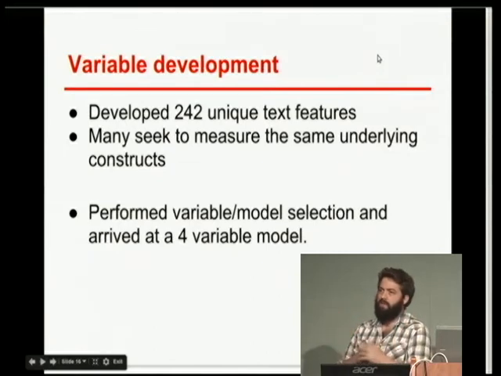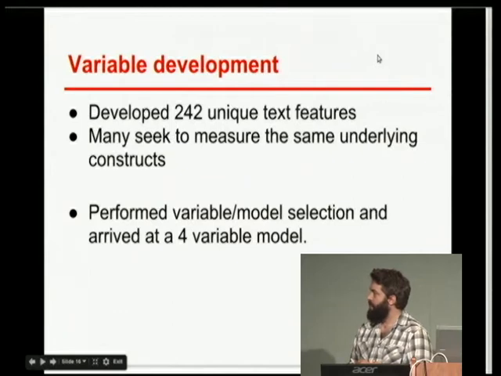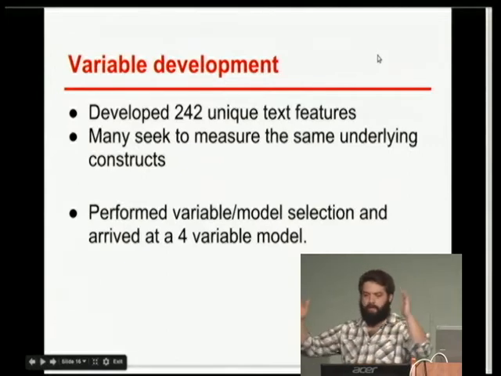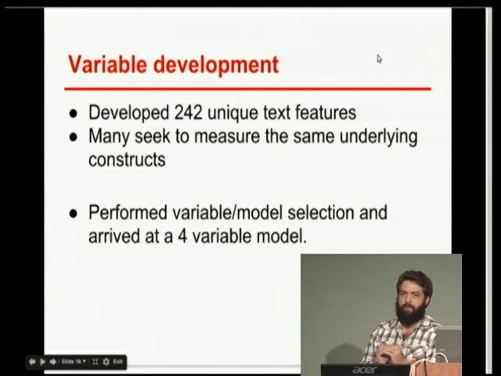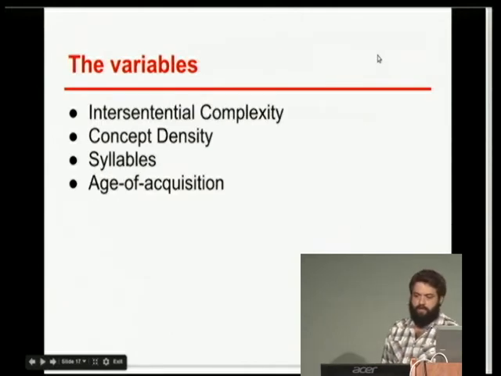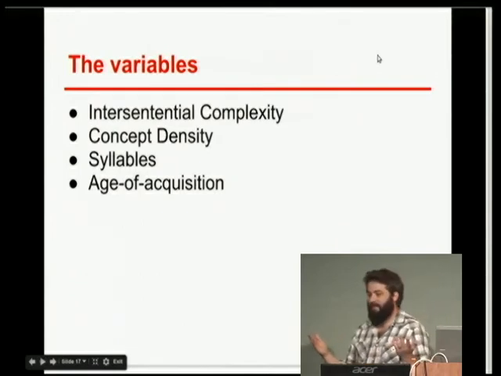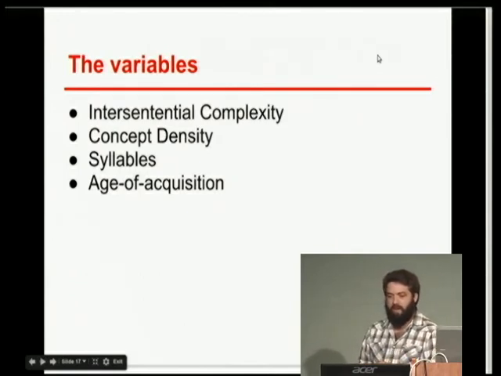242 is way too many, so we wanted to reduce that down to a much more manageable amount. So we actually used a random forest regression model for variable selection, and we reduced this down from 242 down to a 4-variable model that actually explained the most variance in our data set. So what are those variables? What are the 4? So here they are. We gave them nice, friendly names, which you can read.